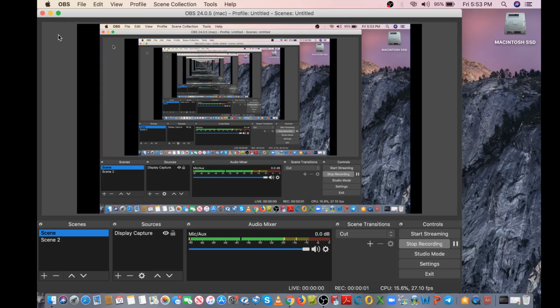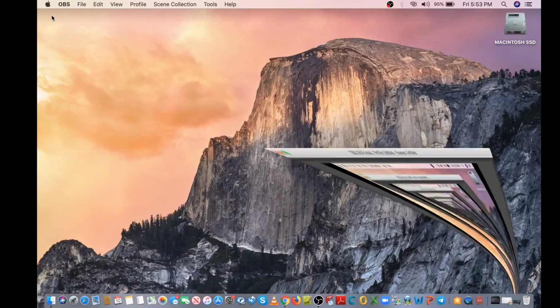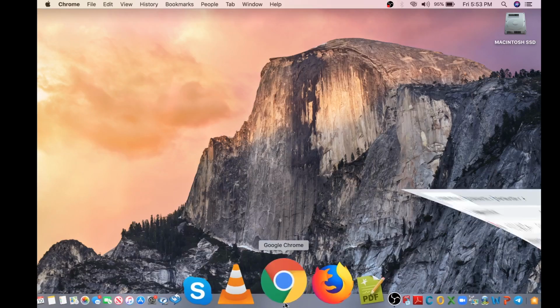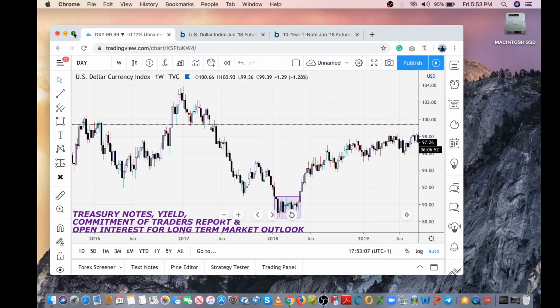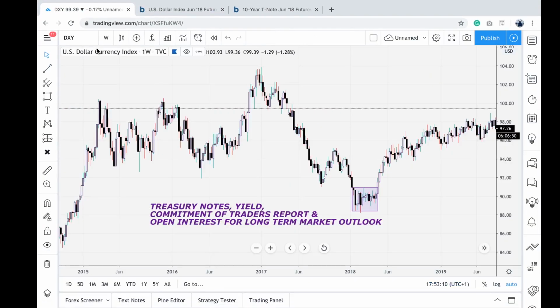Right, people. So, welcome to lesson three of our fundamental analysis. What we're going to be covering today is treasury notes, yield, Commitment of Traders report, and open interest for long-term market outlook. So, in this section, we're dealing with fundamentals, and we're utilizing fundamentals to understand where the market is going to go on a longer term basis.